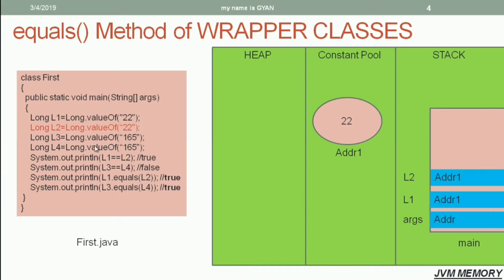In the next statement, again we are calling the method valueOf by using the class name Long, and we are using the number 165 as its argument. So it will create a new object in the heap with 165 as its content, and a reference to that object will be stored into the reference variable L3. It will not be created in the constant pool because the number 165 is not in the range of -128 to 127. In the next statement, again we are calling the method valueOf by using the class name Long and the value 165.